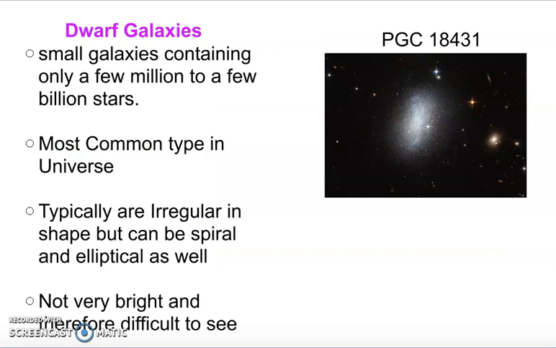Now there are smaller galaxies out there, and they're called dwarf galaxies, and they contain only a few million to a few billion stars max, unlike, for example, the spiral galaxies that could have trillions of stars. But these are the most common type in our universe. They are typically irregular in shape, but they can be spiral and they can be elliptical too. And they're not very bright, so it does make them a little bit harder to detect, but they are out and about in our galaxy and our universe. So again, they're a little bit smaller. That's why they're called dwarf galaxies, and they are found throughout our universe.